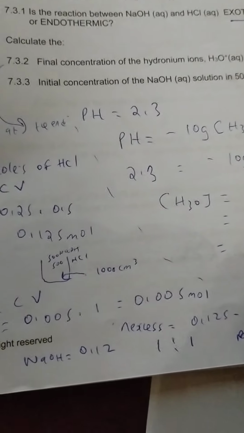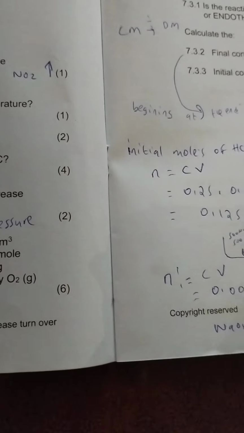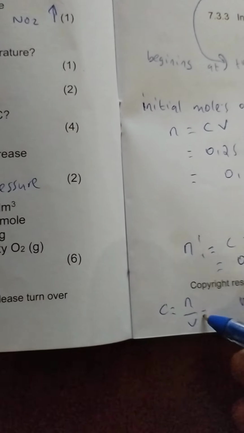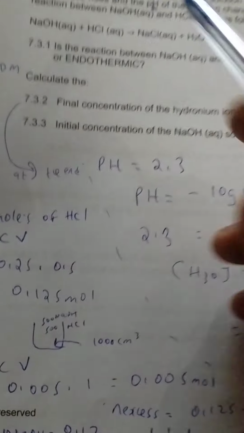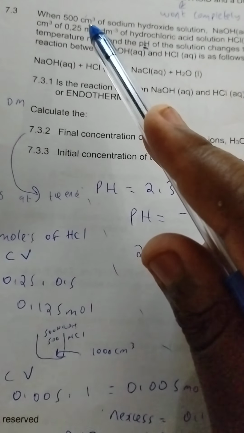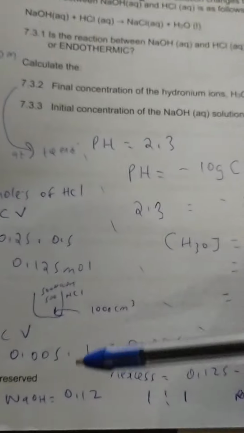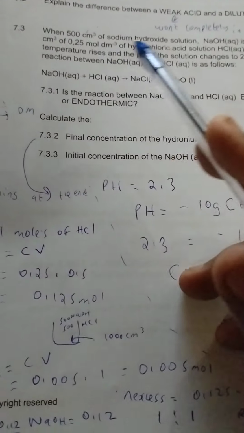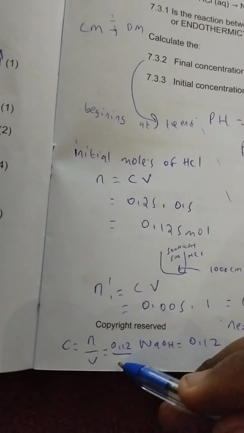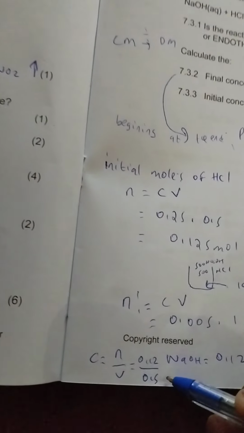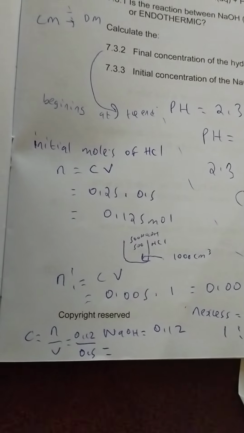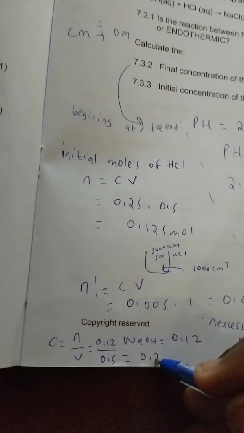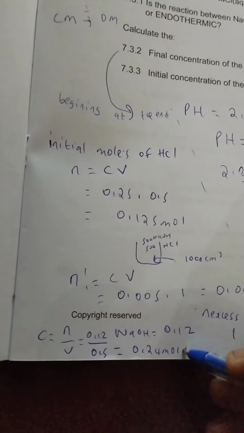Okay. So the one asked to find the concentration. Remember, moles is CV. Meaning concentration will be, just have to reverse, n over V. Moles, we know it's already 0.12. What is the volume? Remember the initial volume of sodium hydroxide that they gave us was 500 cm³. That was the initial one. The 1000 we used here was the mixture of the two. But the initial one was 500 cm³, which means we need to divide by 1000, which would give us 0.5. So now 0.12 divided by 0.5 gives 0.24 mol/dm³.